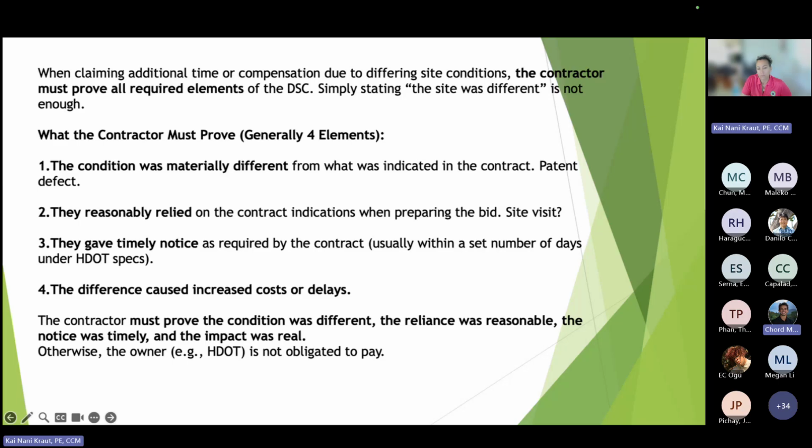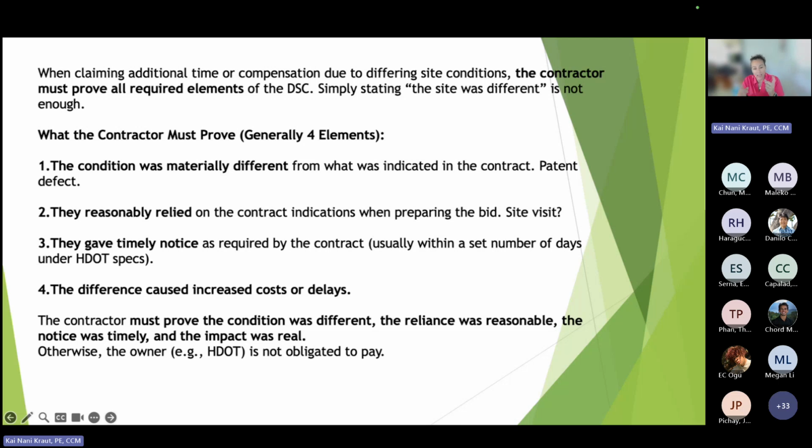And then secondly, did they reasonably rely on the contract? So unreasonable reliance on the contract would be they only looked at the contract, they didn't do a site visit, they didn't think about the conditions that would be obvious in the area, like rain in Hawaii. Third, did they give timely notice? Again, we pounded this. These notice requirements are different than the other ones we talked about last week. So it was within 12 hours, by 10 a.m. the next working day, and then I think it was 5 days. So that's where the infographic will come in.